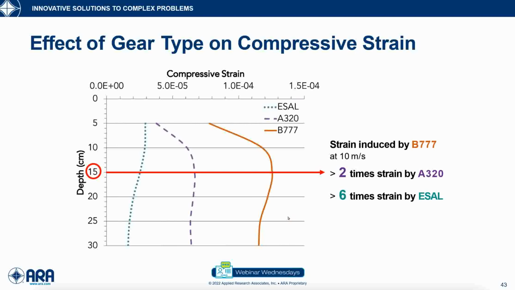So if I look at the effect of gear type on the compressive strain, where is the difference in compressive strain between a 777 and an ESAL, let's say, at its maximum? What I found out is that at 15 centimeters deep in the pavement, I see the biggest difference in compressive strain. So that difference between a 777 and an ESAL, the compressive strain difference because of gear type, is felt at 15 centimeters deep.